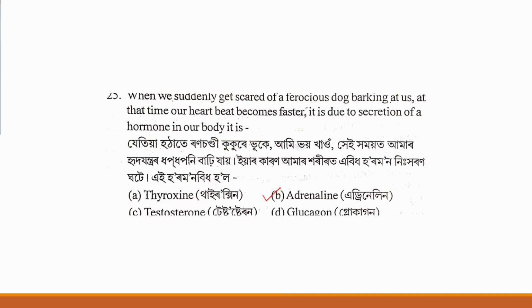When we suddenly get scared of a ferocious dog barking at us, at that time our heartbeat becomes faster. It is due to secretion of a hormone in our body. It is due to adrenaline. Adrenaline, also known as epinephrine, is a hormone released in response to stress or fear, and it increases heart rate. So our correct option will be adrenaline.